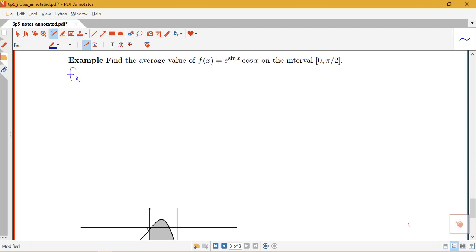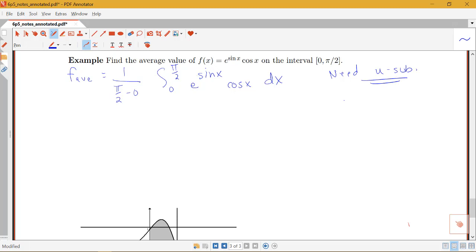So we know we need to apply our average value formula. So we'll have 1 over b minus a, so in this case that's pi over 2 minus 0, times the integral from 0 to pi over 2 of our function e to the sine x cosine x dx. Looking at this integration, the technique we're going to need is u substitution. This is a very common integration technique that we'll see in a lot of different problems.